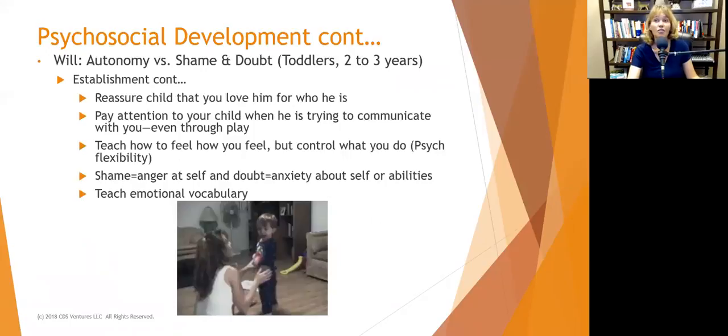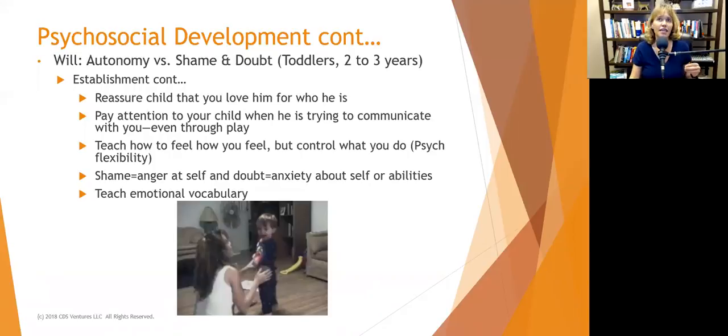Reassure the child that you love him for who he is. He's going to make mistakes, but I love you as a little person. Pay attention to the child when he's trying to communicate with you, even through play. So sometimes they may be engaging in some really ruckus behaviors, but we want to pay attention to what are they trying to communicate. Are we seeing a lot of angry play, or are we seeing happy play, or what's going on?